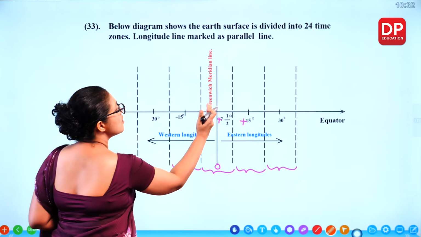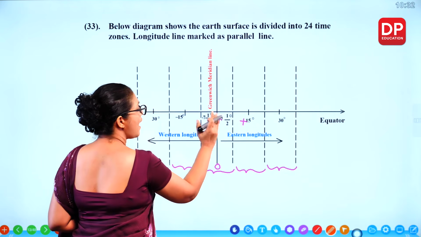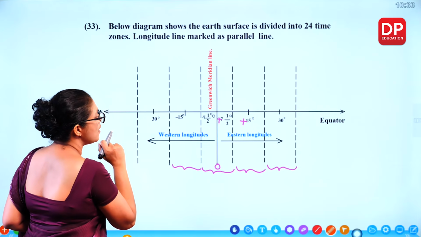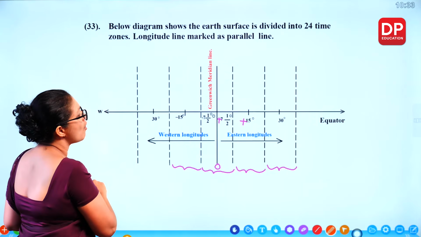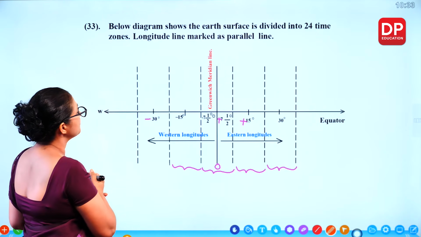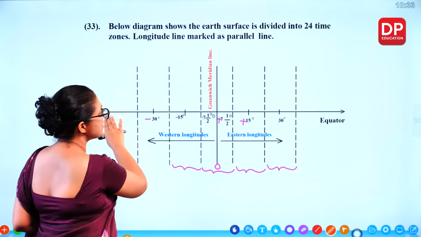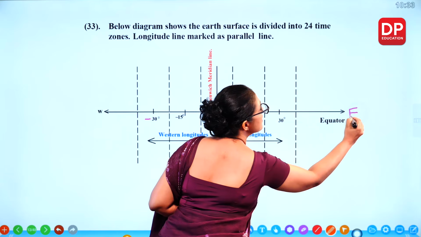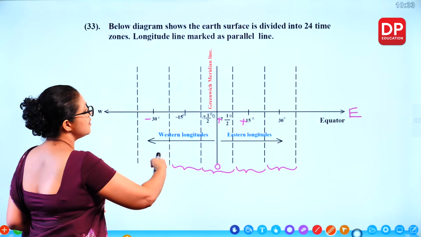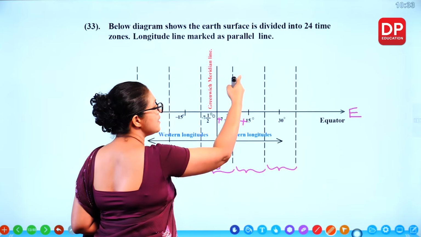And here to the right side of the 0 line, that's eastern longitudes. And to the west side, we call them western longitudes, and these are minus. So this is west and this is east. And these are the longitudes, and these are parallel lines.